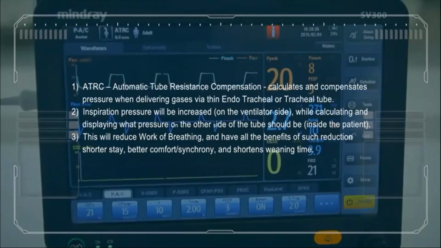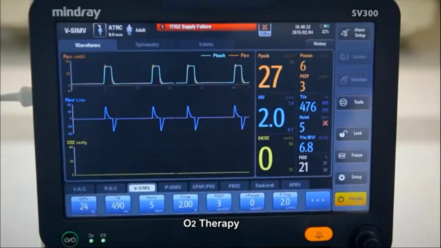This will reduce work of breathing and have all the benefits of such reduction: shorter stay, better comfort, synchrony, and shortens weaning time.